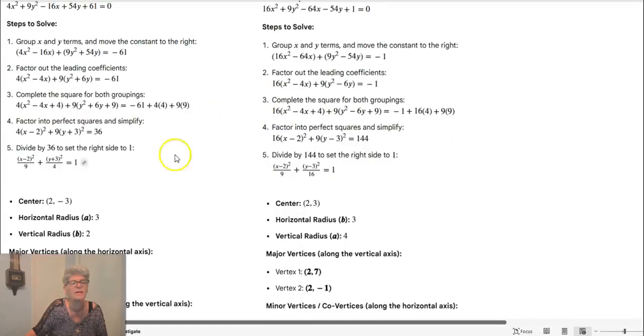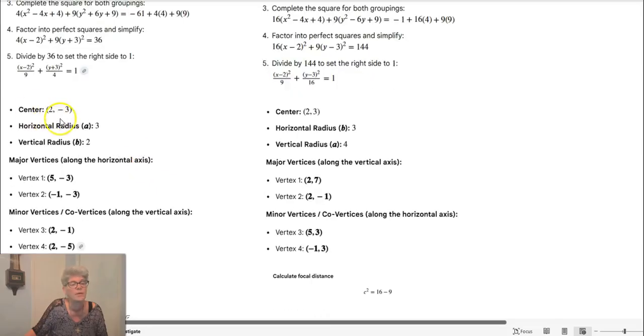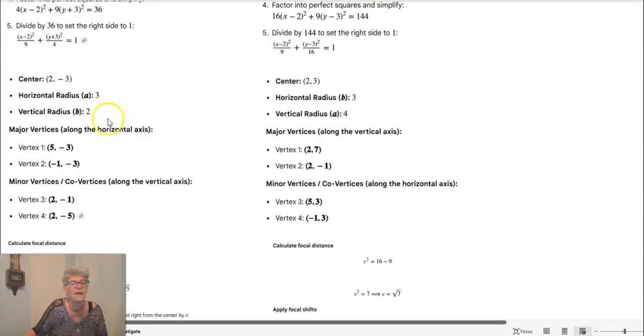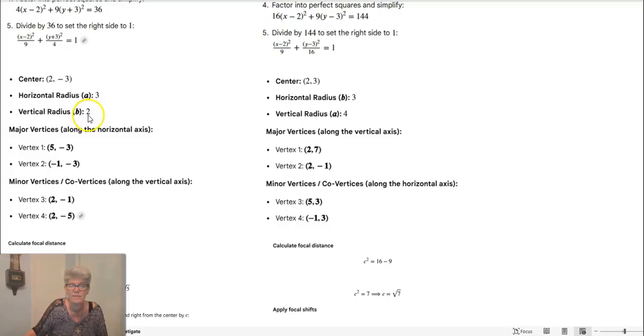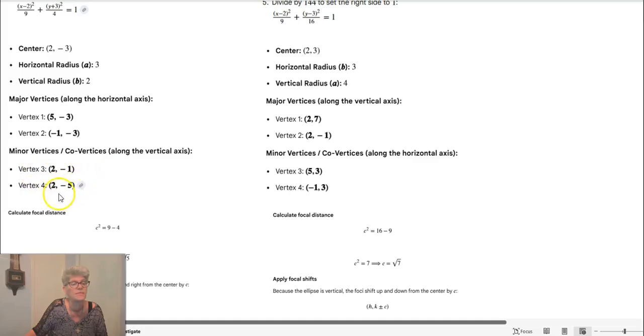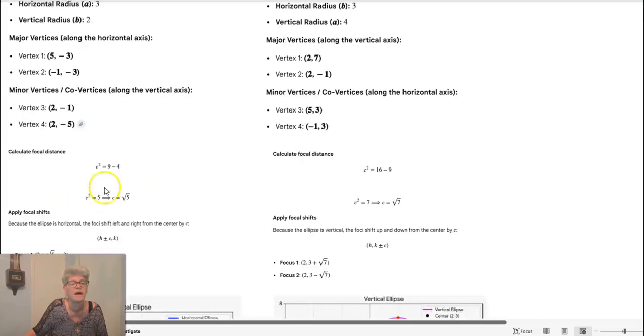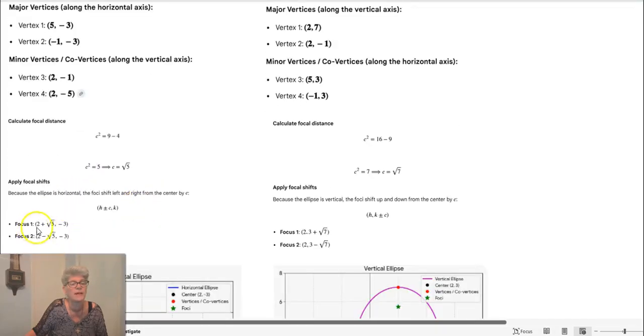So on the left column you can see we got the correct formula, we got the correct coordinates for the center, and the correct length for the major axis. It's going to be 2 times 3, and the minor axis is 2 times 4. We got the coordinates of the vertices, the major vertices and the minor vertices correct. We got the foci correct, and we got their coordinates correct.